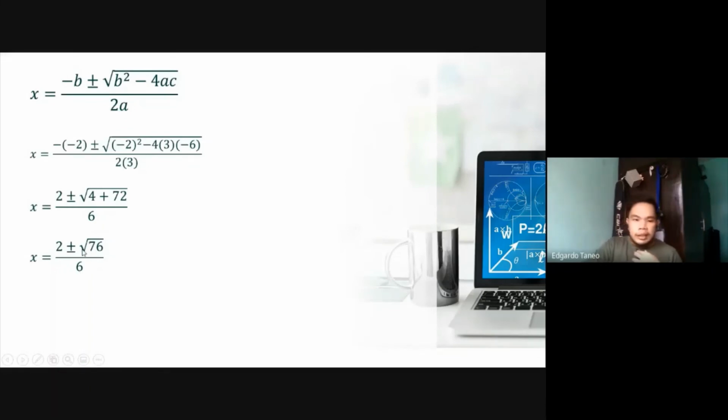Now, class, kindly look at the radicand or kindly look at 76. Is 76 a perfect squared number? Class? Okay, very good. 76 is not a perfect squared number. So, iiwan na natin siyang ganyan. Okay?